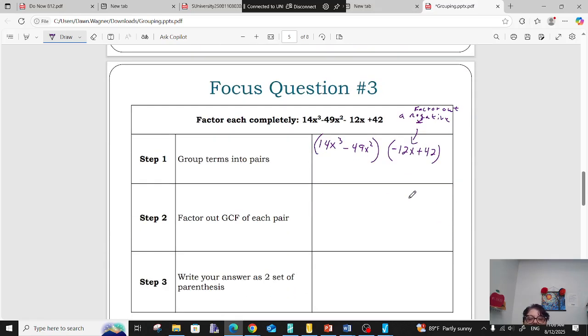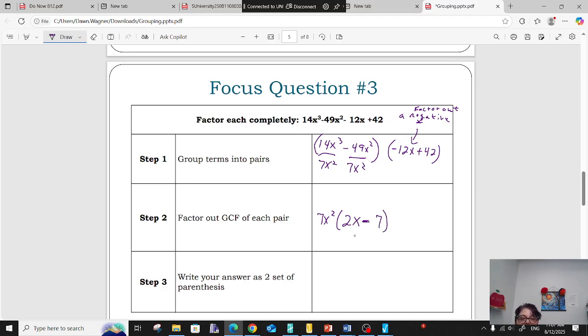Okay. So now here, what is your greatest common factor of these terms? 7x squared. And that's what will go here, right? And I'm going to go ahead and divide that. 7 goes into 14 how many times? 2. And then I have an x. And I'm going to have a minus sign because it has a minus sign. 49 divided by 7? 7. And the x squareds just cancel.